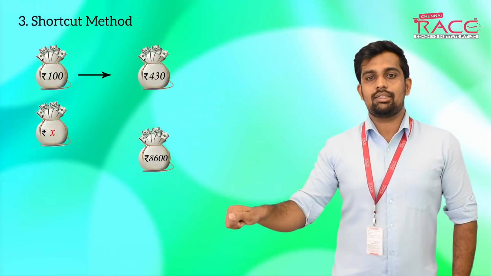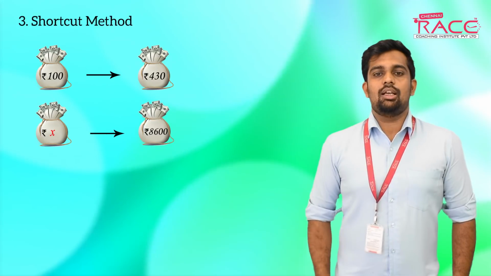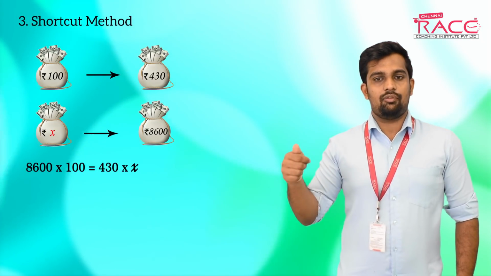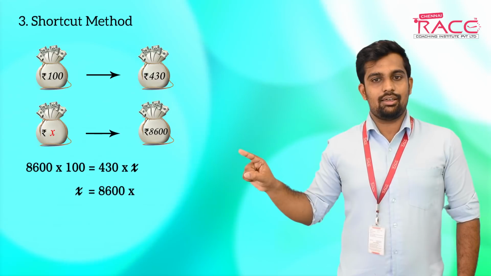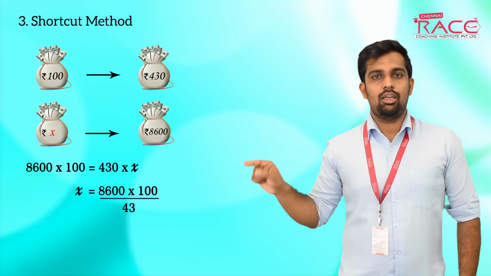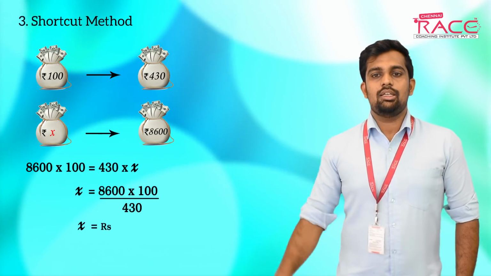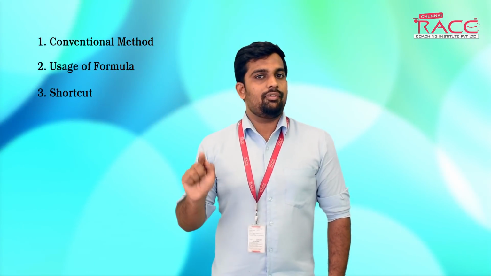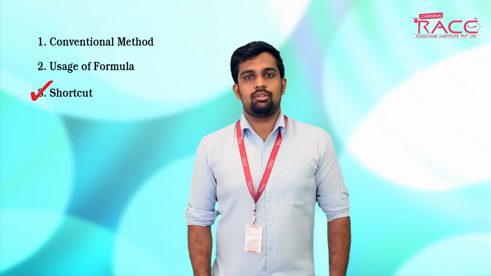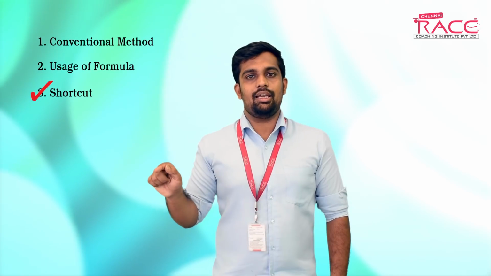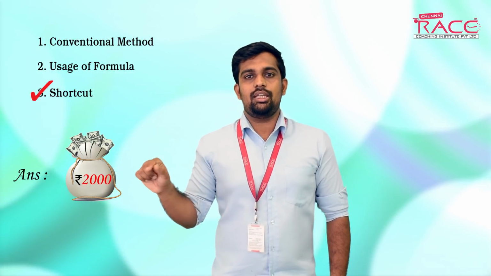Therefore, for what value of X, we get a debit of rupees 8600? Similarly, just cross multiply. Therefore, X is equal to 8600 into 100 divided by 430, which is equal to rupees 2000. So we have seen that there are three methods: conventional method, formula method, shortcut method. But the effective way of doing the sums in the exam is the third method, that is the shortcut method. So with the help of this shortcut, we get the answer as rupees 2000, which is the annual payment that is paid by the buyer to the owner.